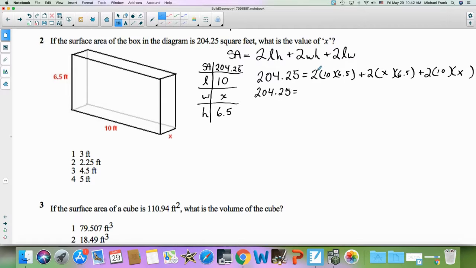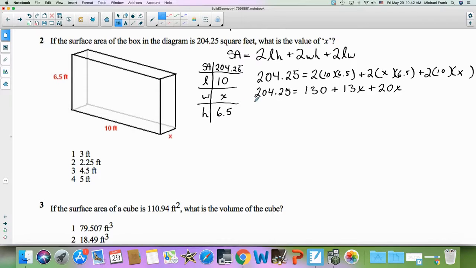Well, I can do this one in my head, I think, because 2 times 6.5 is 13, and 13 times 10 is 130. And I can do this one in my head too. 2 times 6.5 is 13 times x is 13x. And this one's easy to do in my head. 2 times 10 is 20, 20x. All right, now it's looking like something I can handle.